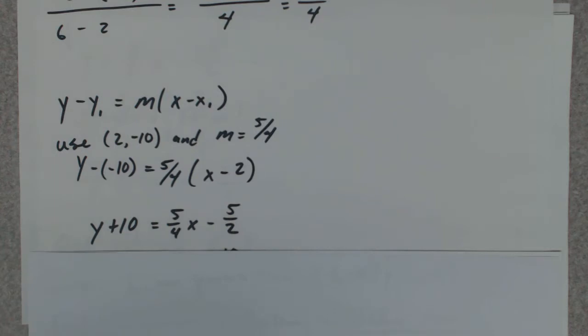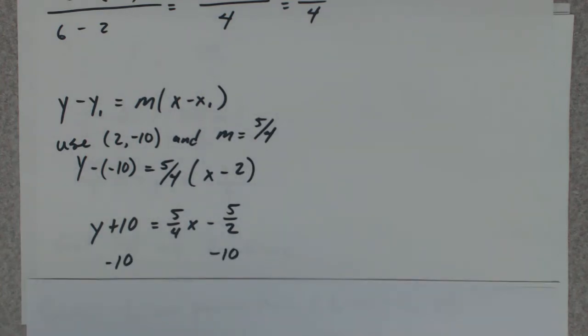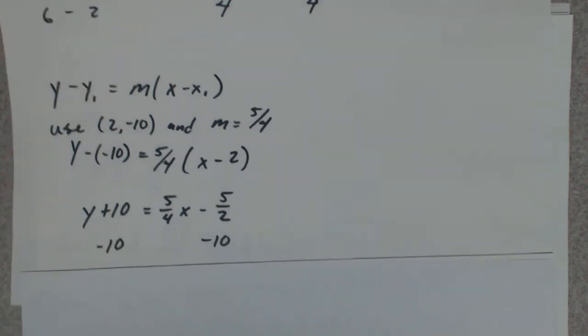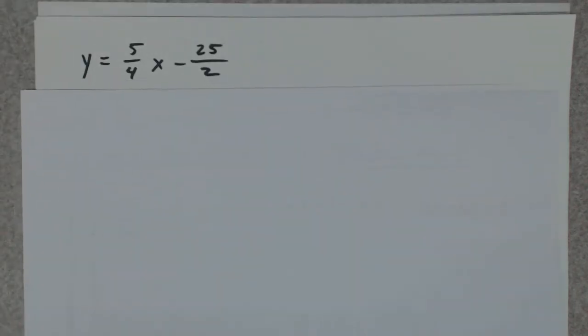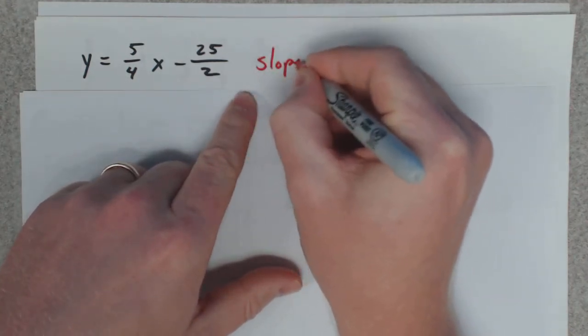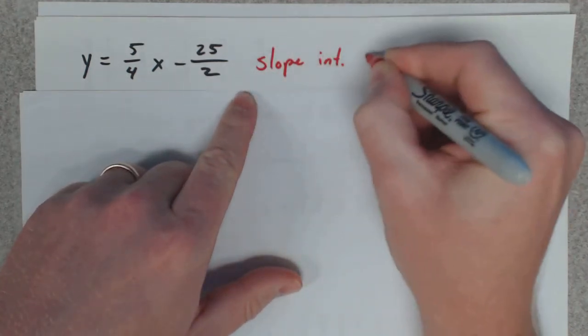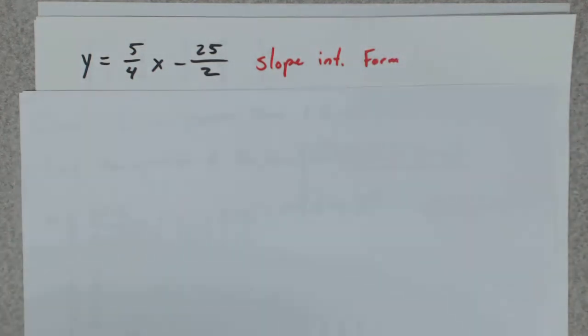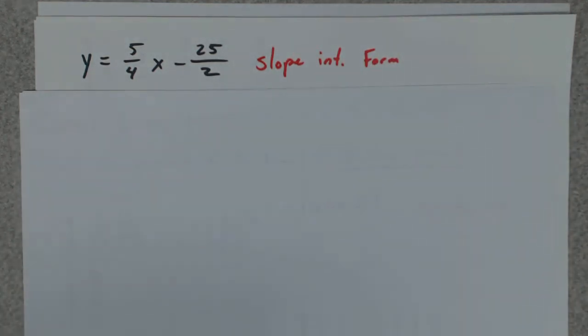I'm going to get rid of that 10 now because I want to make sure in standard form it says that all the numbers are on the other side. So I minus my 10 from both sides. When I minus my 10 from both sides, I wind up with this. Now that's slope intercept form. So if the question had said put this in slope intercept form, we would be done. And fractions are fine for slope intercept form. It's actually preferred. But we're not.